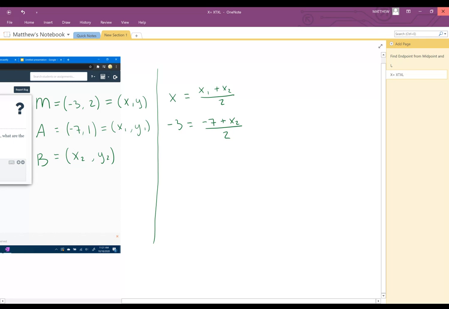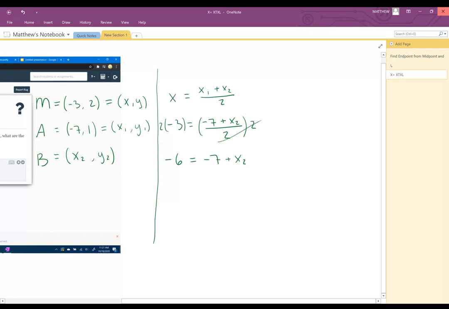Now to solve for x2, all I need to do is multiply both sides by 2 because I'm dividing by 2 on the right and I want to undo that. 2 divided by 2 is just 1, so those things cancel each other out. And on the right, I'm left with -7 plus x2. On the left, I have 2 times -3, which is just -6.